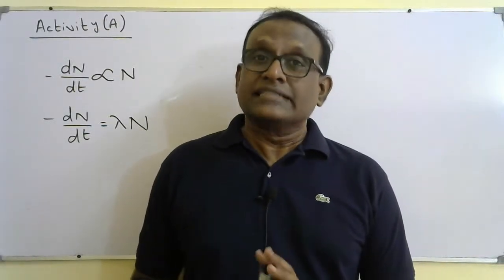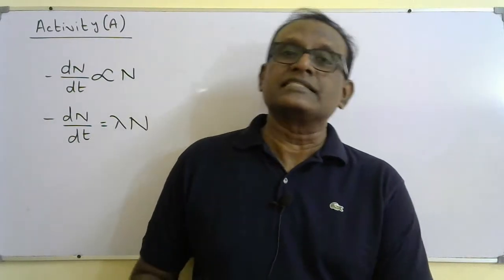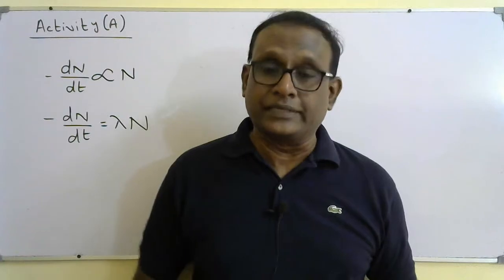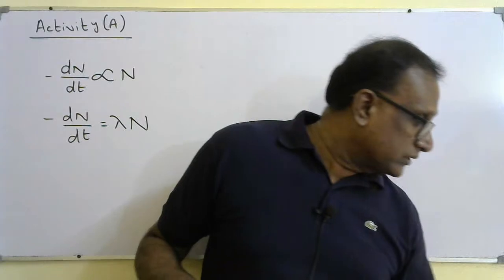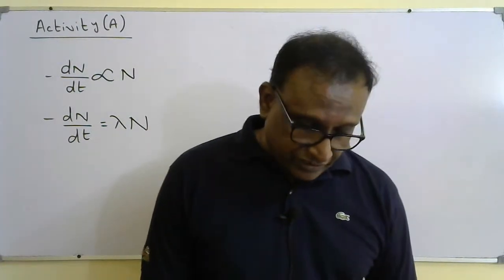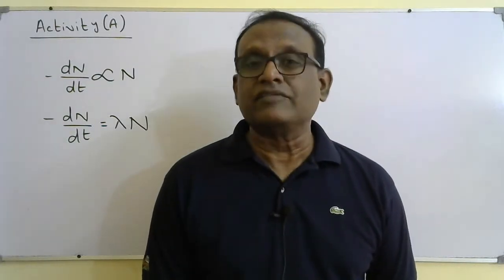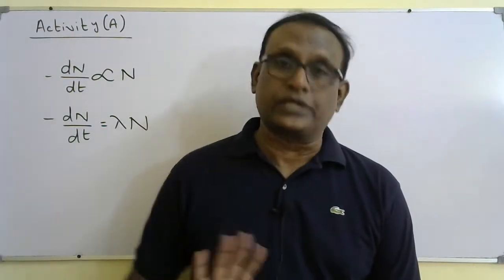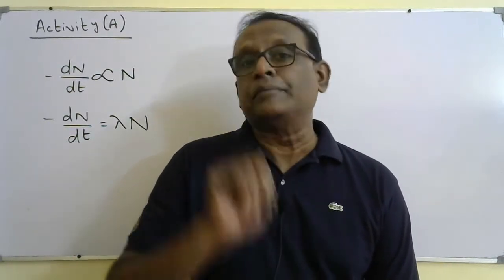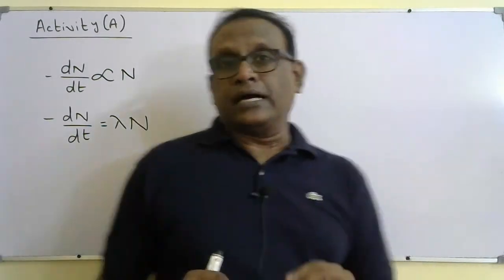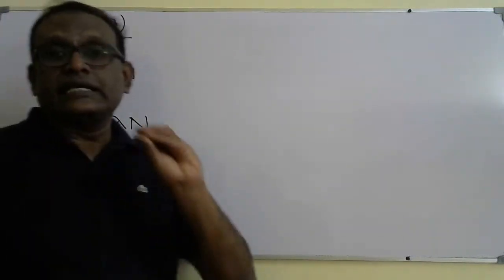Experimentally they found that it is constant for a particular type of radioactive sample. If it is a radioactive element, say for radium, lambda has a specific value. But when it comes to thorium, the value of lambda will be different, but that is constant for thorium. Regardless of the number of thorium nuclei remaining, lambda is constant. So lambda is called decay constant, and it is constant for a particular type of element.